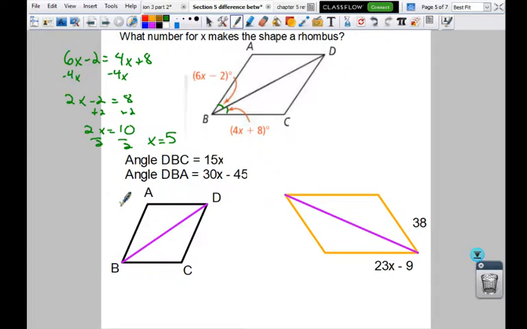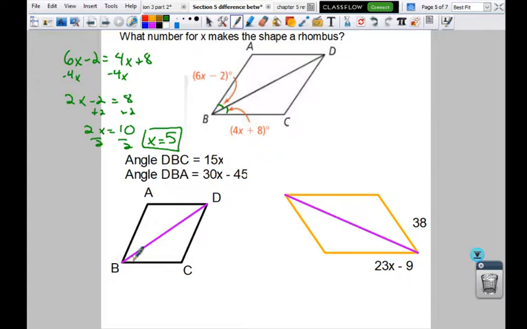You gotta be careful, you did the opposite. X equals 5. So 6 times 5 minus 2 equals 28, and 4 times 5 plus 8 is 28, so it's 28. Did it say find the degrees? No, it just said find X. So you're right, 28, but you didn't need to do that. Extra points.